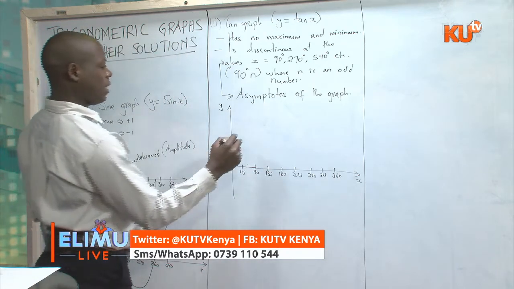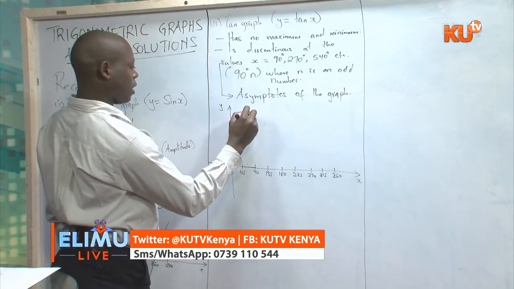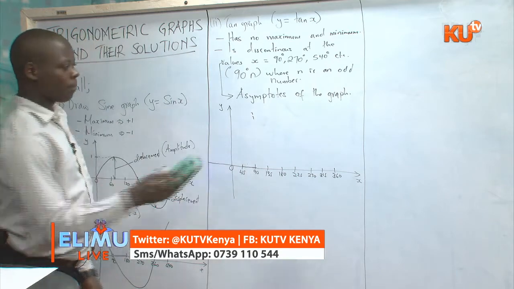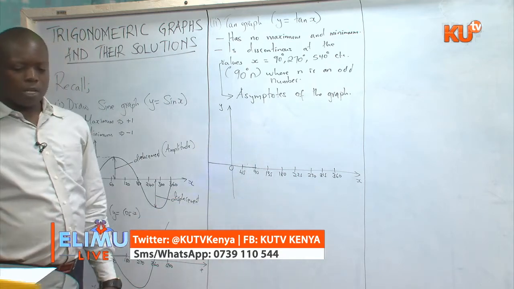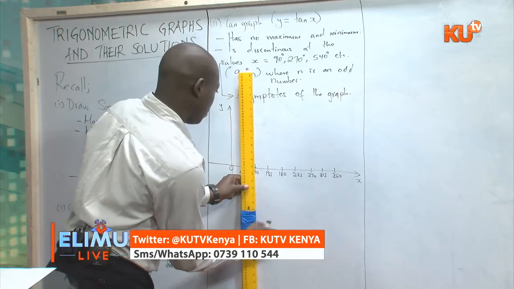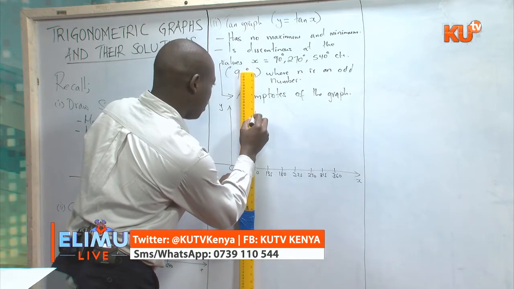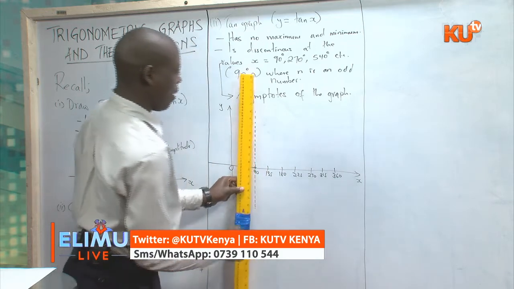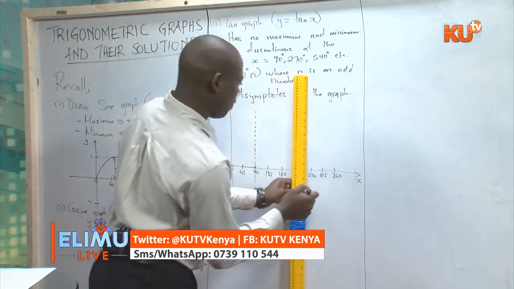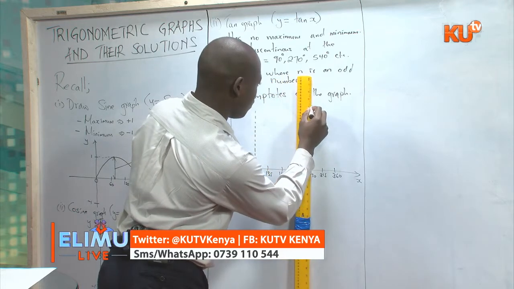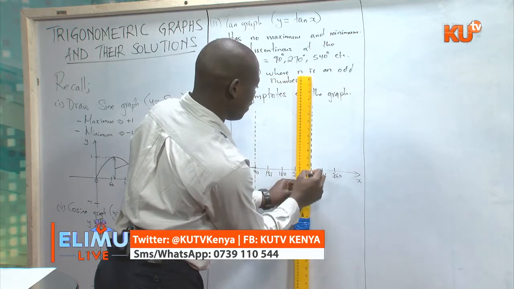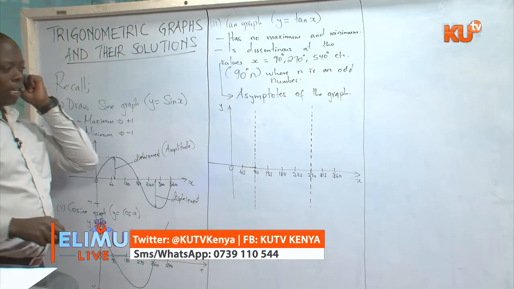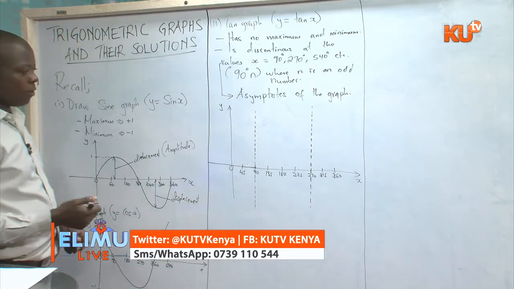So at 90, the graph is asymptotic. So we represent that using a dotted line. It has to be straight to illustrate the asymptotes. Again, at 270, the graph is asymptotic, so we shall draw again a dotted line. And if the graph will continue up to 540 degrees, we shall as well draw the asymptote.